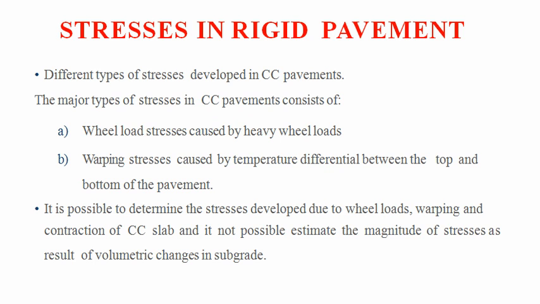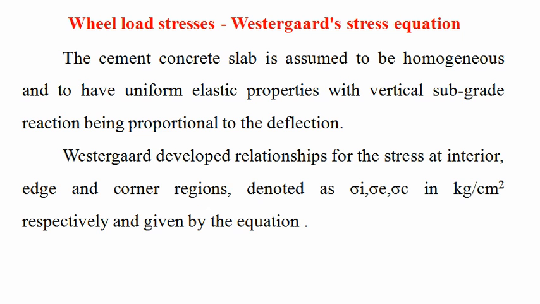Next, we will be discussing the stresses in the rigid pavement. The different types of stresses developed in the cement concrete pavement consist of, first, the wheel load stress, which is caused by the heavy wheel loads, and second, the warping stress, which is caused by the temperature differential between the top and the bottom of the pavement. It is possible to determine the stresses developed due to the wheel loads, warping and the contraction of the cement concrete slab, but it is not possible to estimate the magnitude of stresses as a result of the volumetric changes in the subgrade.